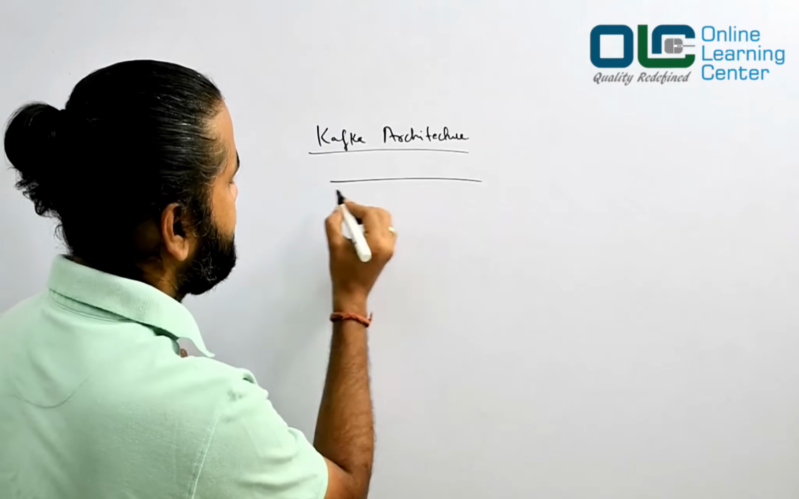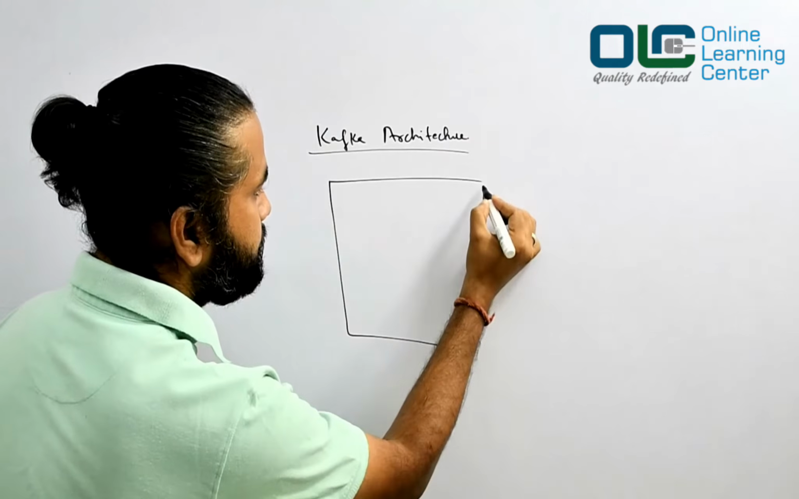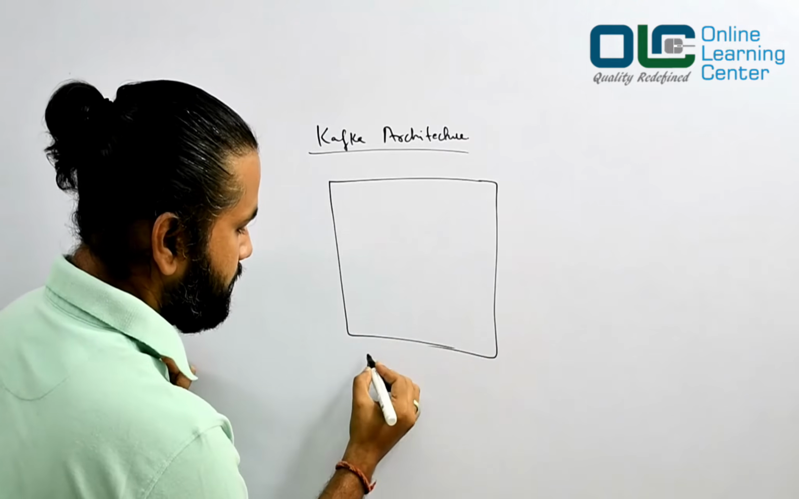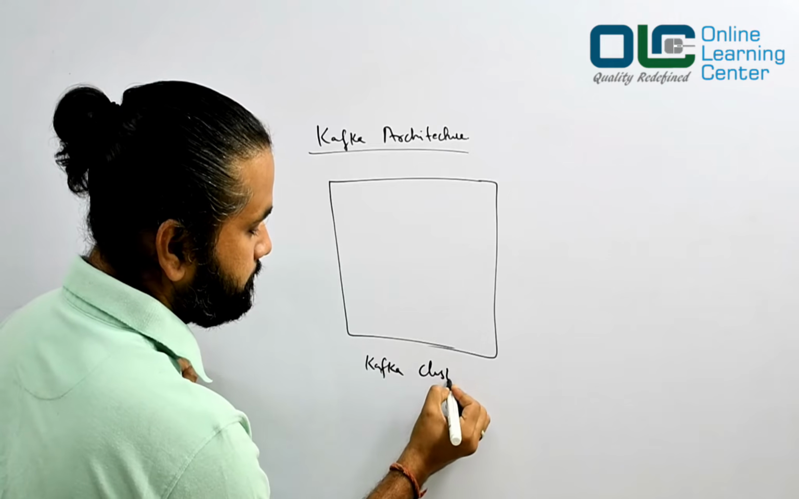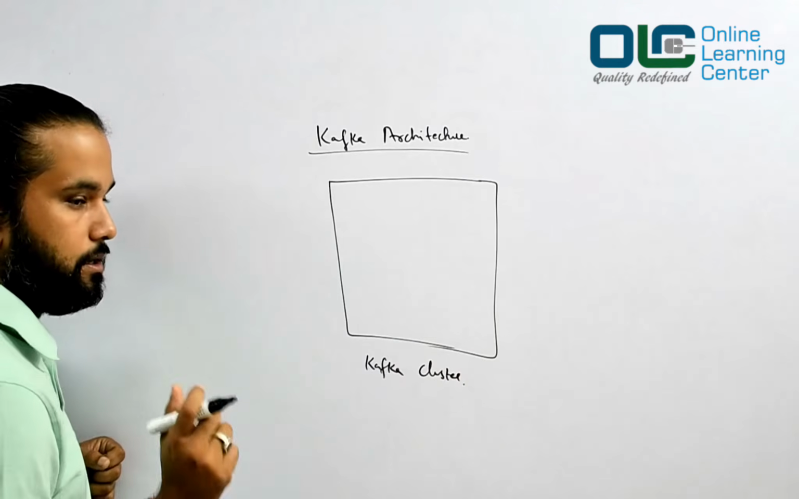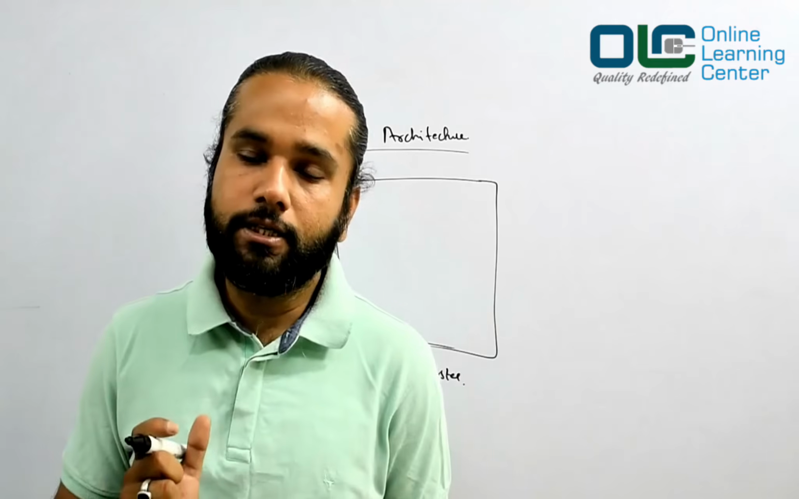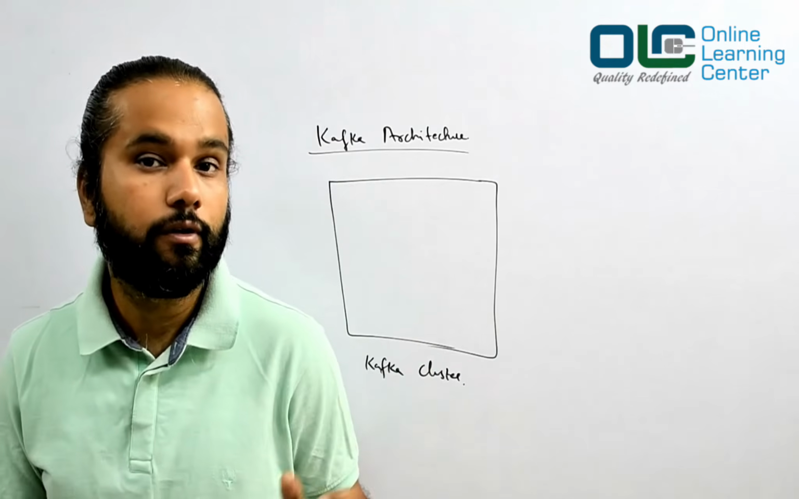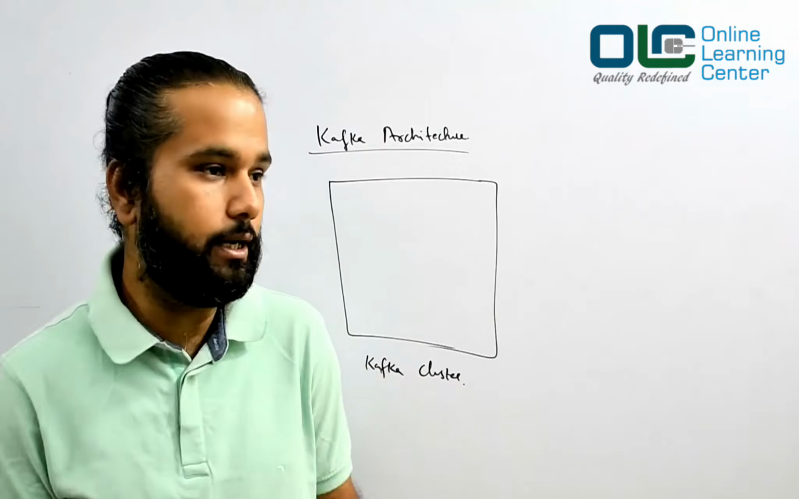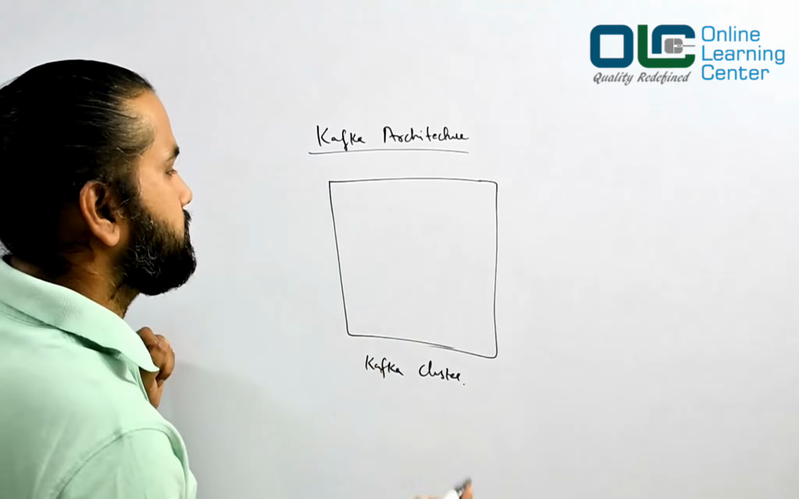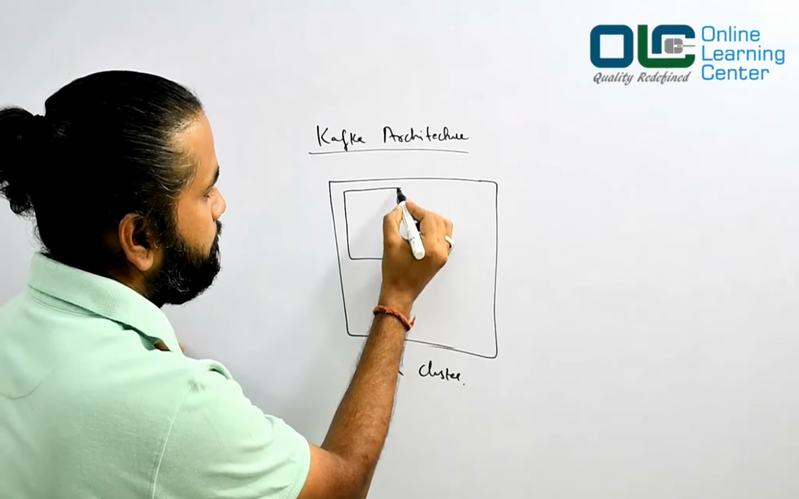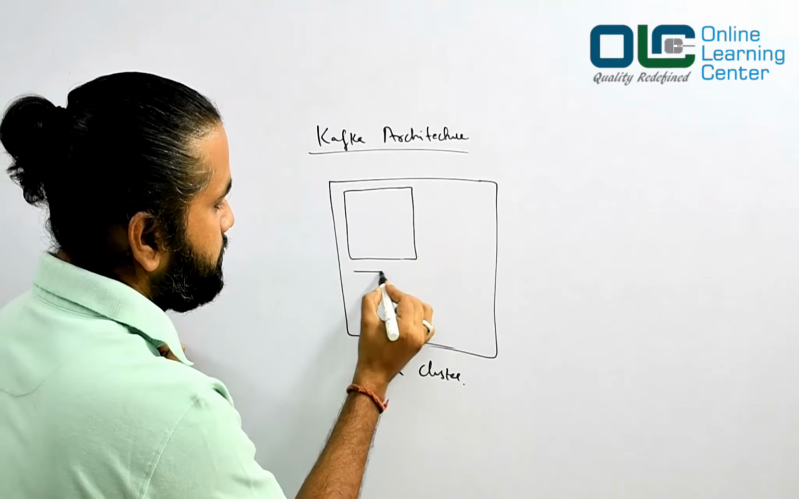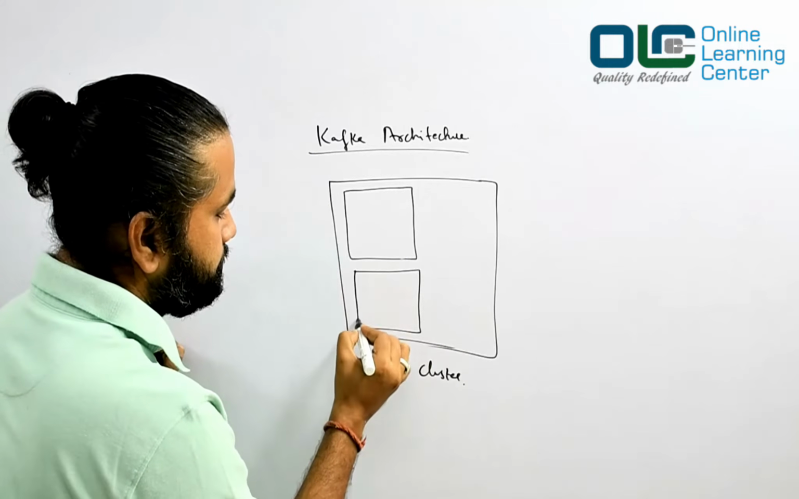Let's say this is your Kafka server. I'll say this is your Kafka cluster. And a Kafka cluster is nothing but a combination of more than one broker, isn't it? And broker means typically a system, a machine. So let's say this is your machine and this is your another machine, right?